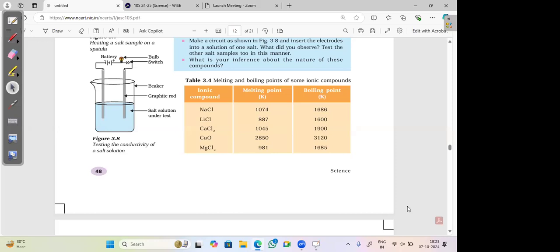They are good conductors in their aqueous solutions. How can we say that they are good conductors in their aqueous solutions? Because at the time they are in molten state, they form ions. So they form ions. That's why we can say they are good conductors. So these ions help in the conduction of electricity.